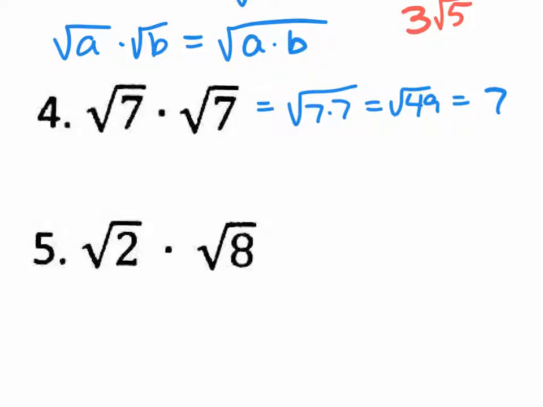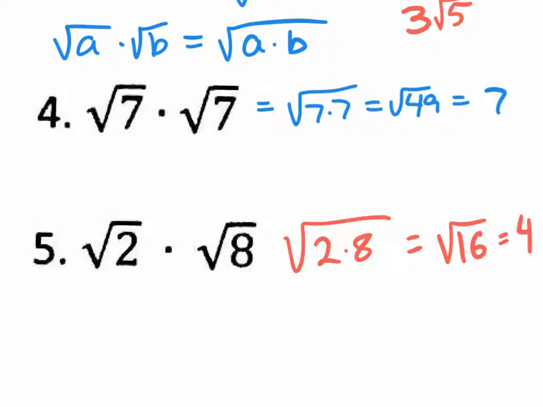Now, why would I do that? Because when I put them together and multiply 2 times 8, what do I get? A nice, beautiful, perfect square number, which means that the answer is what? 4. Ta-da. Okay.